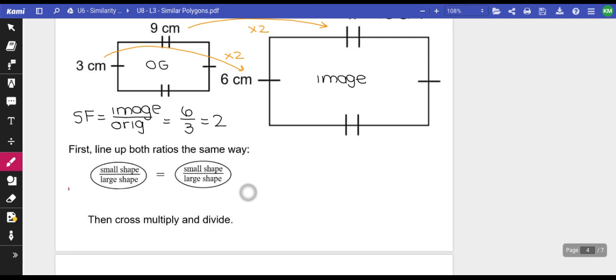If you find me the scale factor, you show me that and you show me the multiplying. The other way you could do this is go small shape over large shape, small shape over large shape with corresponding sides. If I look at the one that I know everything about, would you agree the small shape? I knew that one of the sides was 3. So I could do my 3 centimeters. What side did it go with?